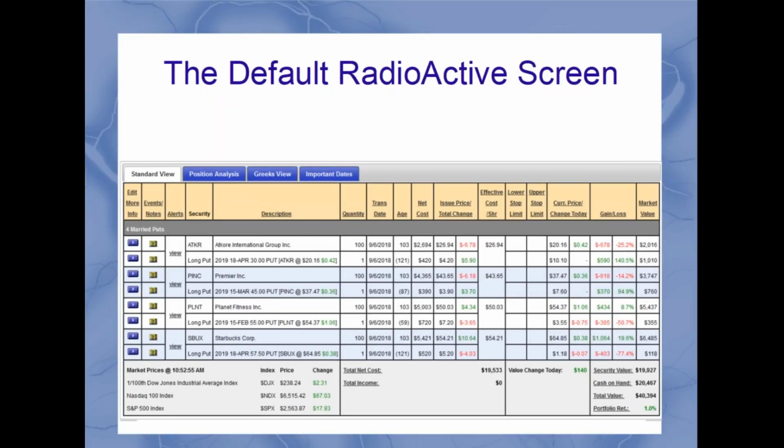Default radioactive screen on power options. Still all stocks in my range, under $85 per share. Actor International down 25%. Premier down 14.2%. Hey, Planet Fitness up 8.7%. And Starbucks, not the trade I'm in for my Fusion subscribers, but Starbucks up 19.6%. With no income methods, 3-month, same time period, same structure with the stock and put invested, it's up 1%.